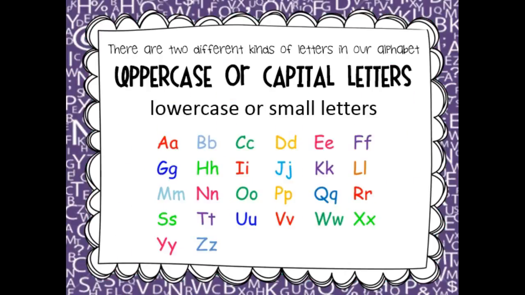Now let's take a closer look at our ABCs. There are two different kinds of letters in our alphabet. We have uppercase or capital letters like we see here, and we have lowercase or small letters like we see here. Down below we have each of the letters in our alphabet, the capital letter with the lowercase letter right beside it. Can you find the letter that your name starts with? Good job!